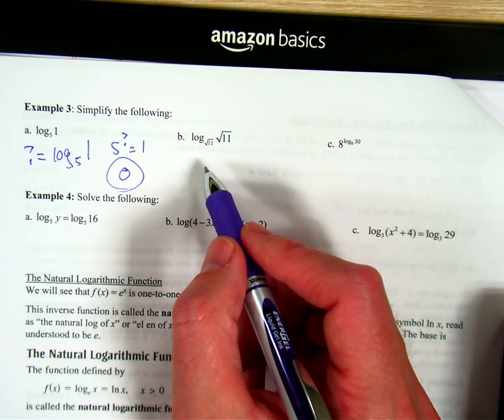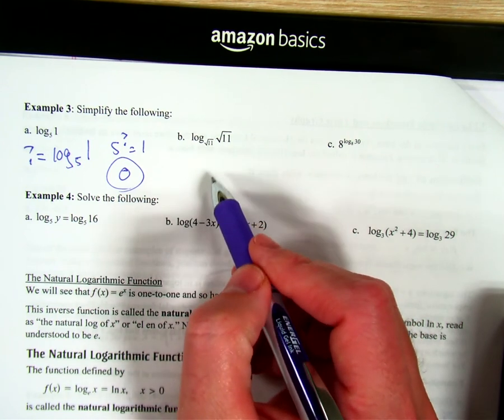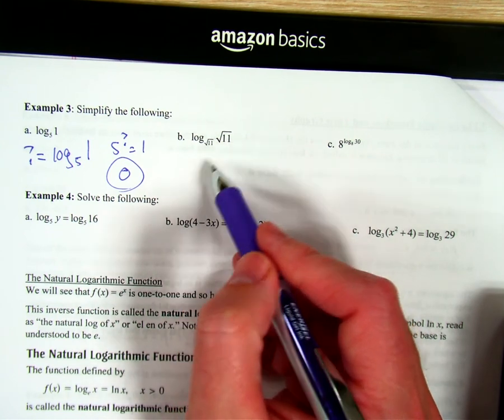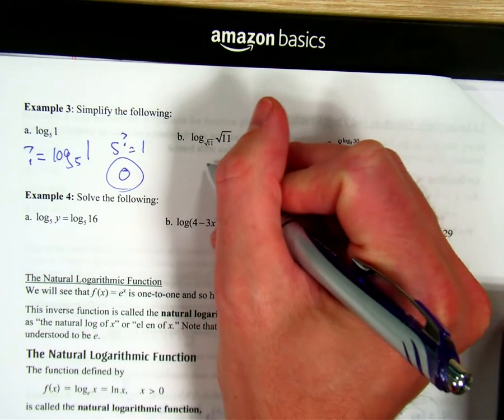Log base radical 11 of radical 11. Log base a of a. What power of radical 11 gets me to radical 11? 1.